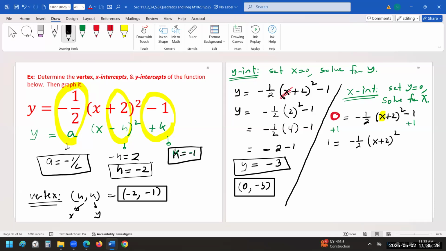And then we get rid of the negative 1/2. To get rid of the negative 1/2, you divide both sides by negative 1/2. But dividing by negative 1/2 means multiplying by what? 2. So we multiply both sides by negative 2. So negative 2 and negative 2 on the denominator cancel out. We get negative 2 equals (x plus 2) squared.